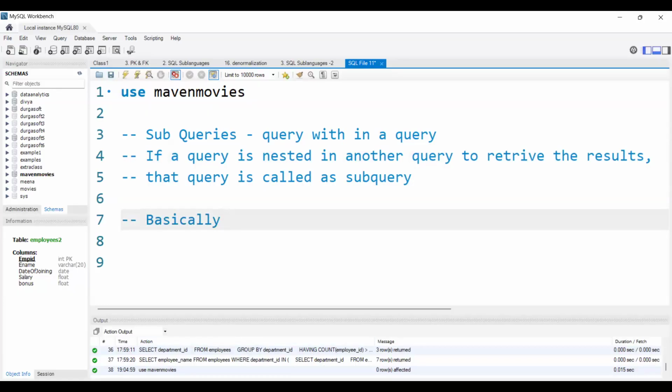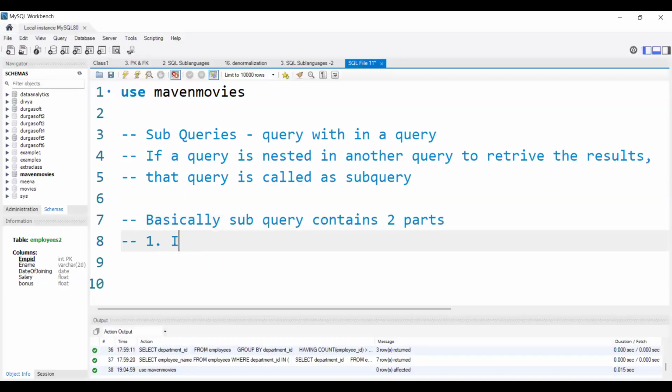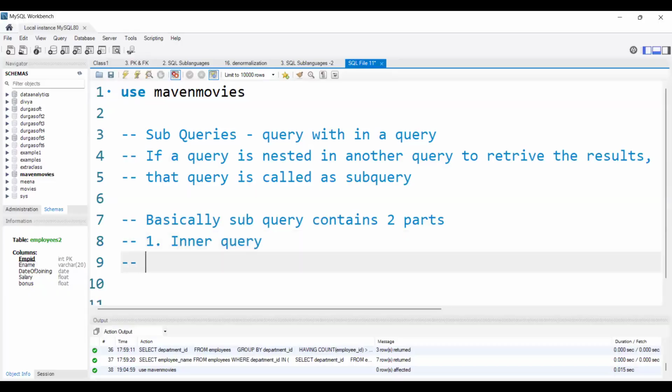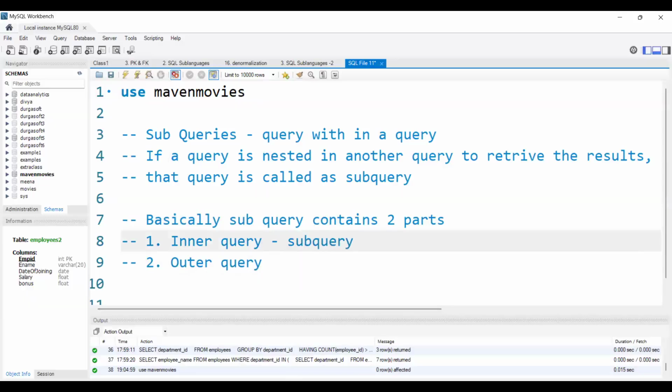we have two parts in subqueries. A subquery contains two parts. One is the inner query and the second one is called the outer query. This inner query is also called a subquery. This is what we are going to learn. The outer query is also called the main query. If we solve some examples, you will understand this.